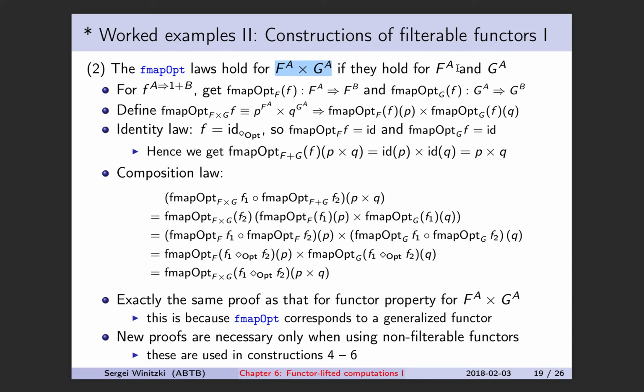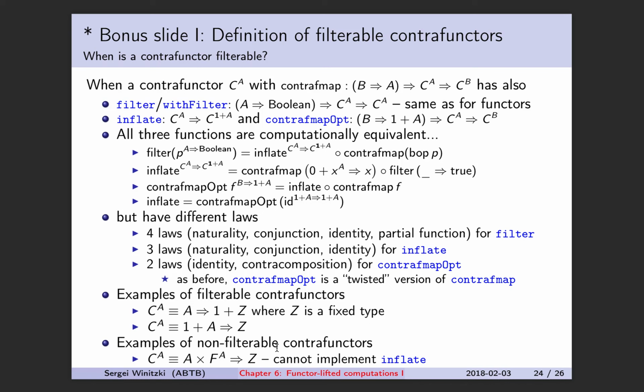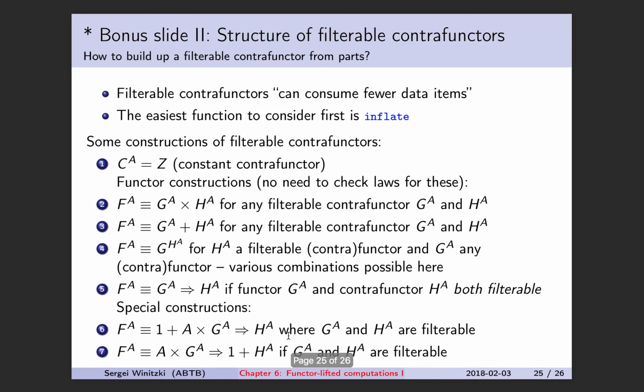And there are very similar properties, the computational equivalence between filter, inflate, and contra fmap opt. The laws: filter has 4 laws, inflate has 3 laws, and contra fmap opt has 2 laws, just like in the case for functors that are filterable, where filter has 4 laws, deflate has 3 laws, and fmap opt 2 laws. I give some examples of filterable and non-filterable contrafunctors.